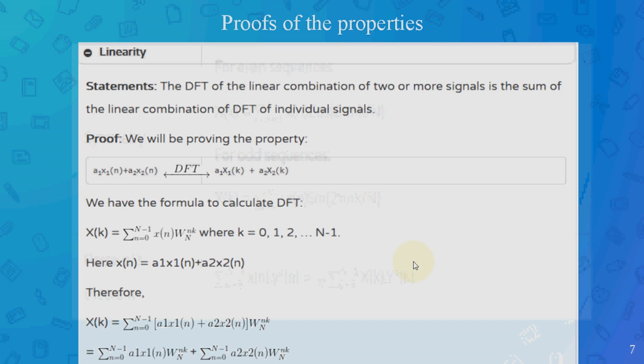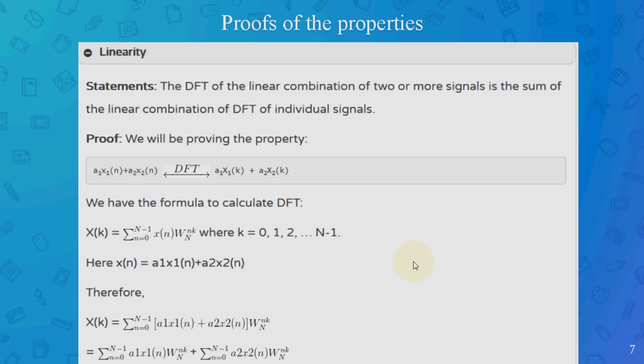So this is the proof of the linearity property. The DFT of a linear combination of two or more signals is the same linear combination of the DFTs of the individual signals. That is, we can prove this for A1 x1 of n plus A2 x2 of n.